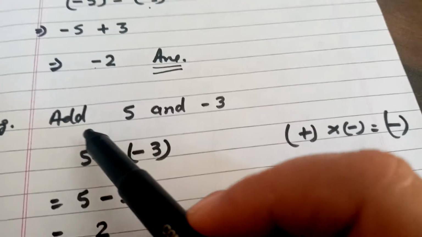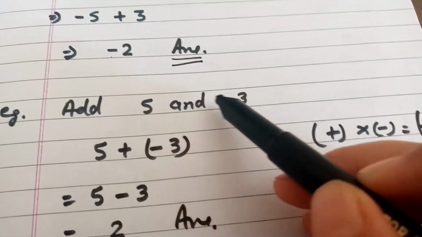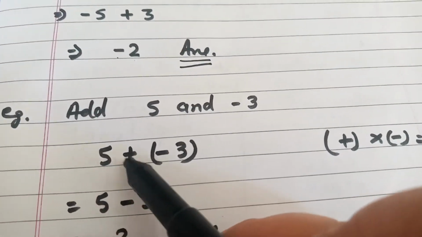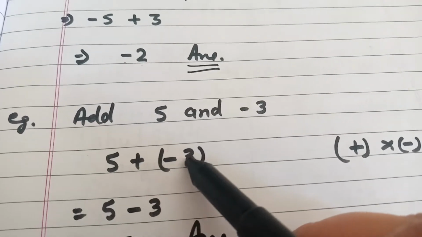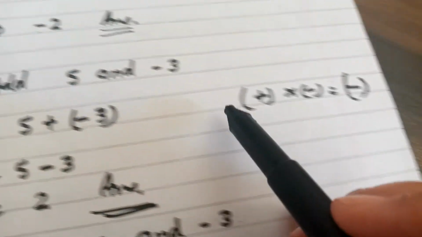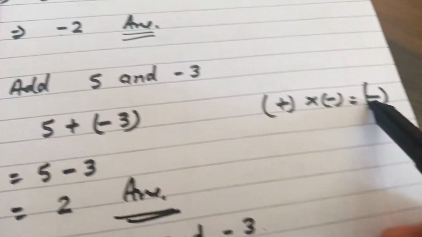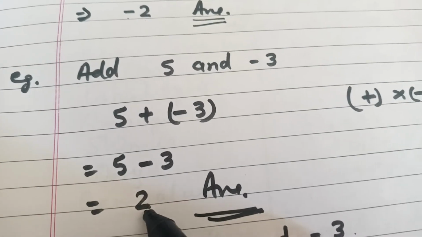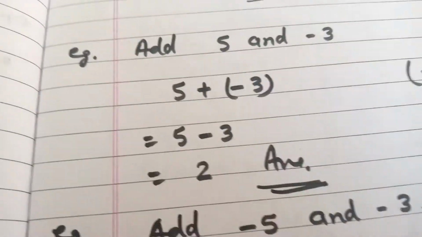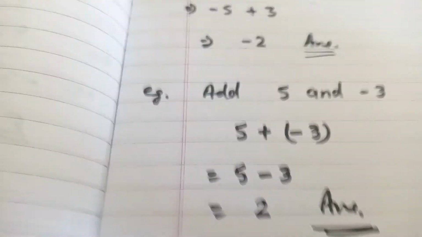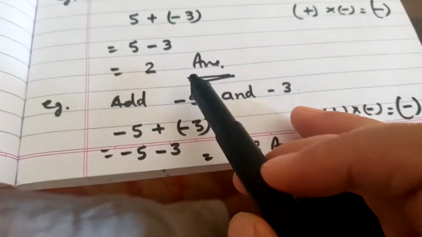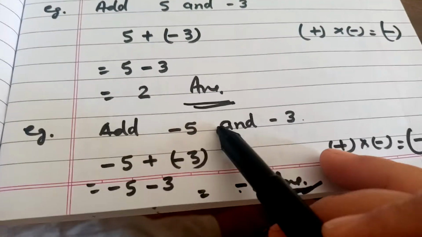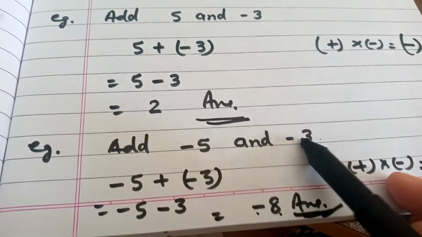Next example, add 5 and minus 3. 5 plus minus 3 in bracket. So plus and minus, again plus and minus, it is minus. 5 minus 3 is equal to 2. That is the answer.